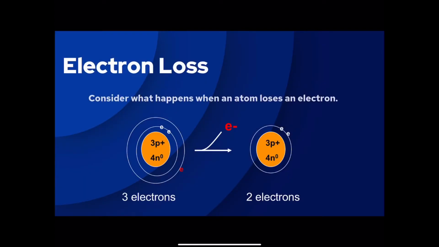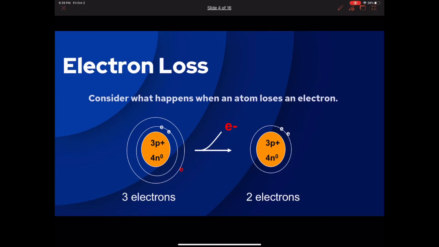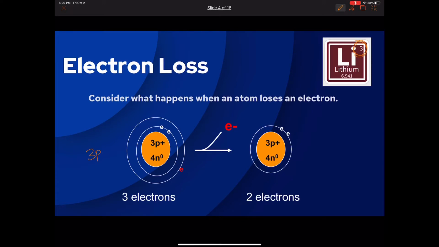Let's consider what happens when an atom loses an electron. So take a moment and get your periodic table out and see if you can figure out what element is pictured below. Hopefully you noticed that based on the atomic number, you are looking at lithium. So lithium has not only 3 protons, but a neutral atom of lithium also has 3 electrons.